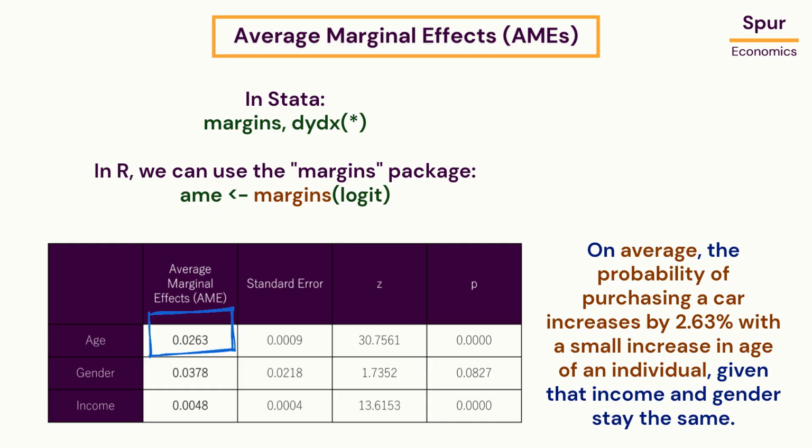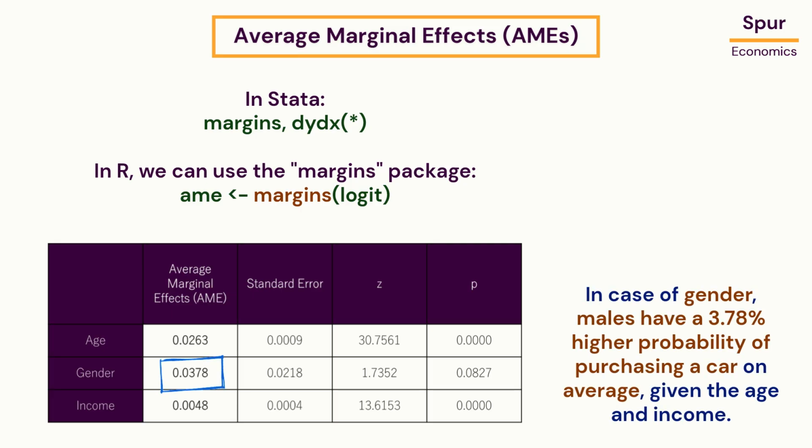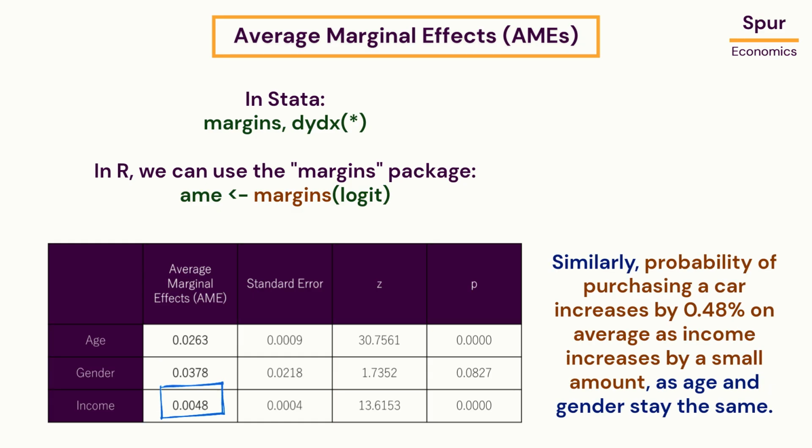On average, the probability of purchasing a car increases by 2.63% with a small increase in age of an individual, given that income and gender stay the same. In case of gender, males have a 3.78% higher probability of purchasing a car on average, given the age and income. Similarly, probability of purchasing a car increases by 0.48% on average as income increases by small amount as age and gender stay the same.